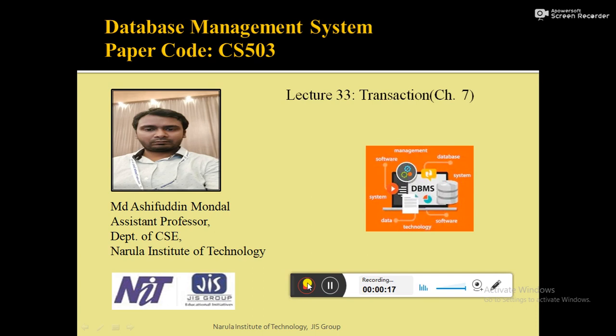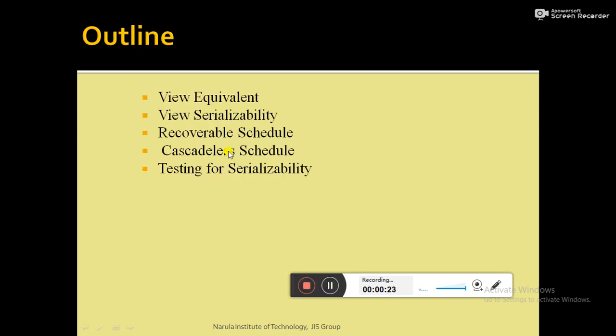In this lecture, I am going to cover chapter 7, which is Transaction Management System. And these are the topics which I am going to cover during this lecture. I'll discuss the concept of view equivalent, then view serializability. Then I will discuss different types of schedules like recoverable schedule and cascadeless schedule, and then I will discuss a graph known as the precedence graph so that we can test for serializability.